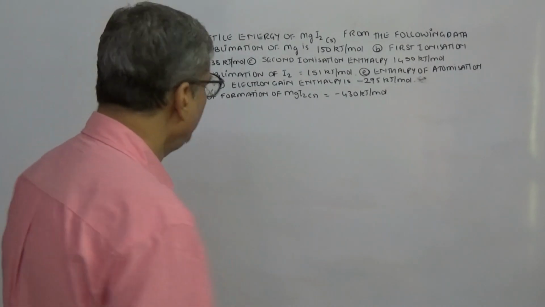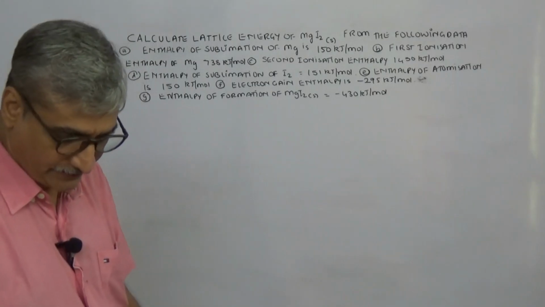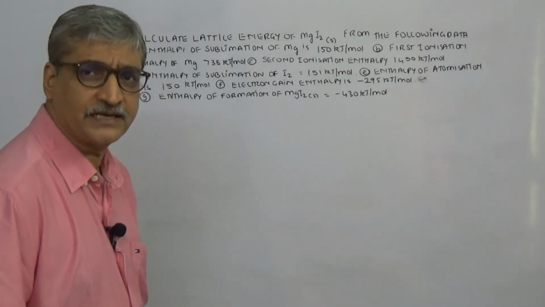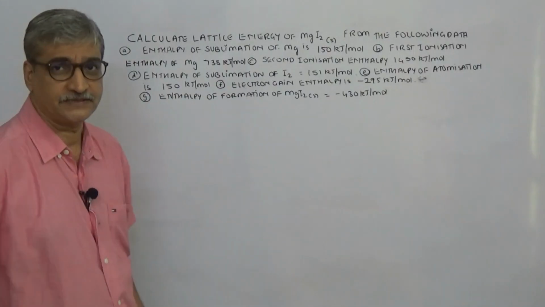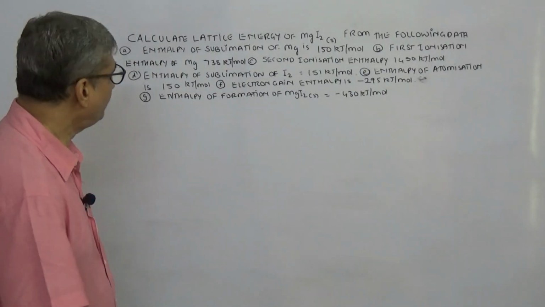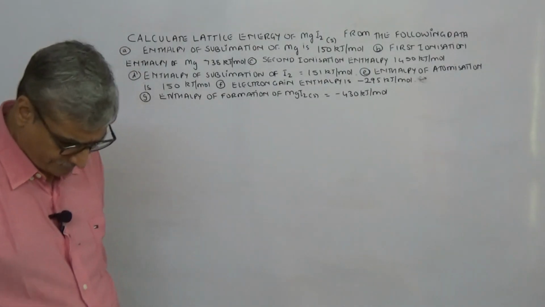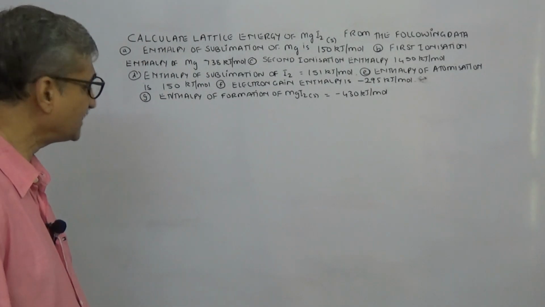We will now be doing a problem based on Born-Haber cycle. I had explained earlier also one example of sodium chloride, how to find the lattice energy. Let us take one more example, that is formation of magnesium iodide. So how do we start? Let us read the question. That's the best way to start.